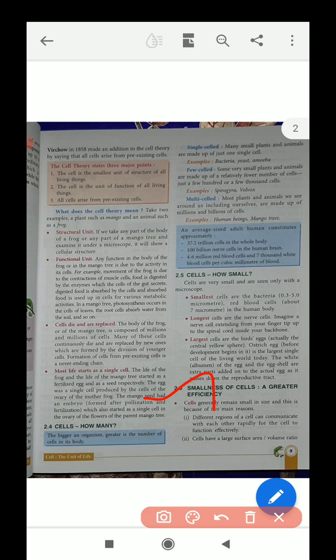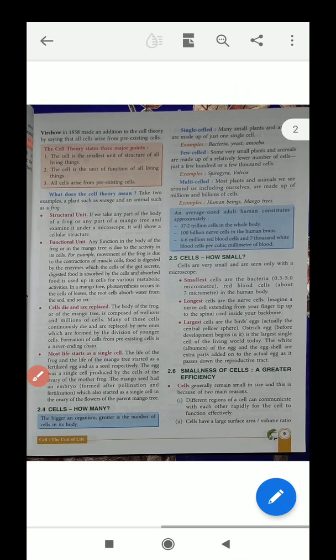Cells generally remain small in size, and this is because of two reasons. That is, the question used to come. Cells have a larger surface area to volume ratio, and different regions of a cell can communicate with each other rapidly for the cell to function effectively. Sometimes the question comes, why are cells generally small in size. So you have to write these two answers.